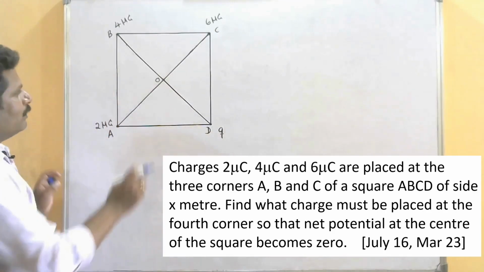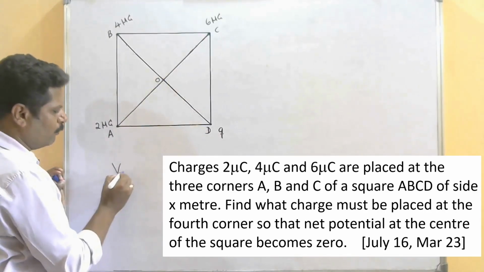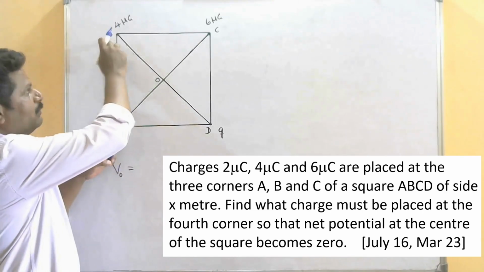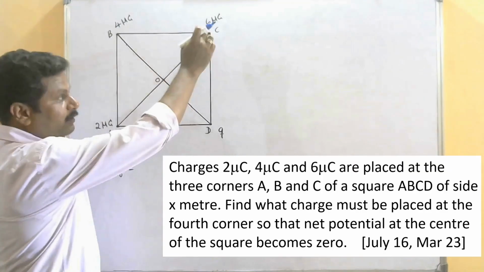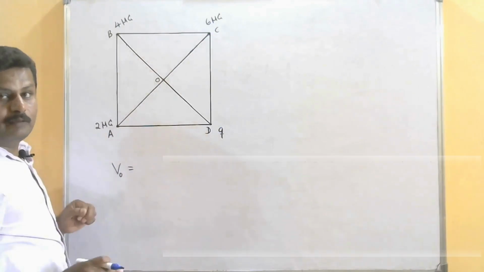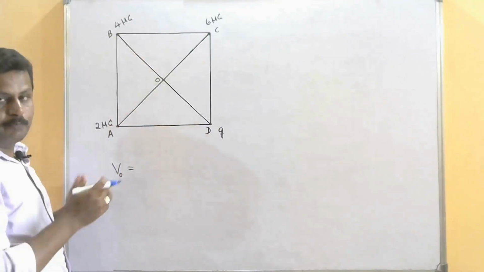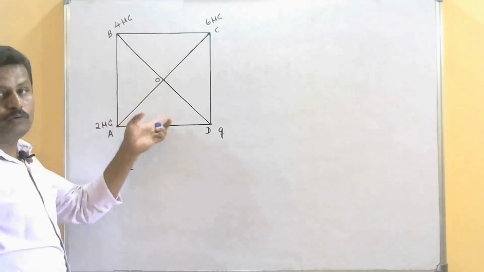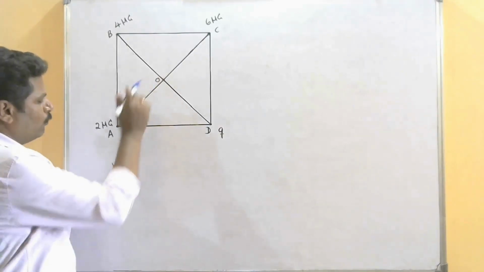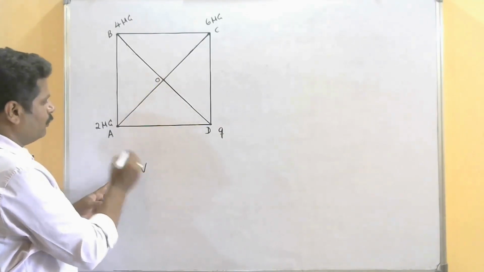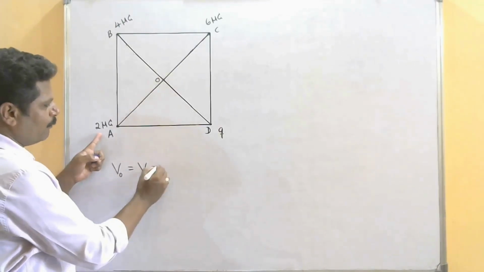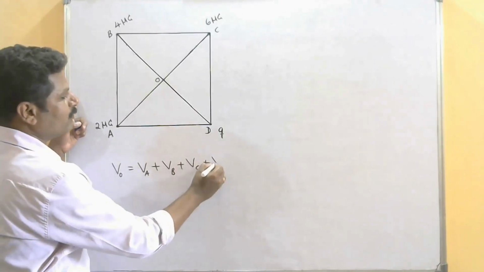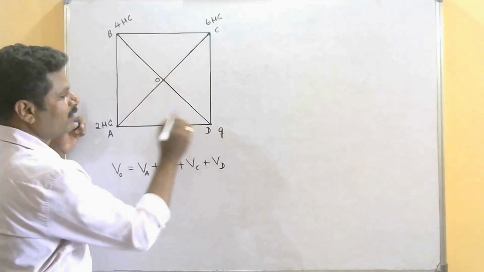We know that the potential at O is due to the charge placed at A, plus due to the charge placed at B, the charge placed at C, as well as the charge placed at D, because we need to consider the net potential. Potential is a scalar quantity, so we need to consider the algebraic sum of all the potentials due to all the charges. So the potential at O is equal to the potential due to the charge at A, plus that due to the charge at B, plus that due to the charge at C, plus that due to the charge at D.